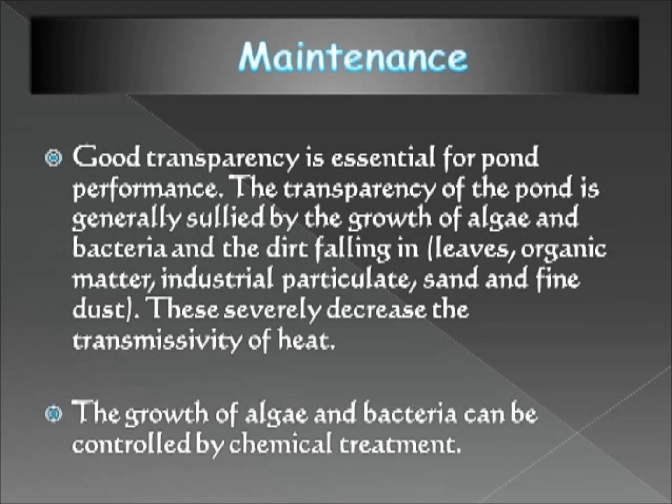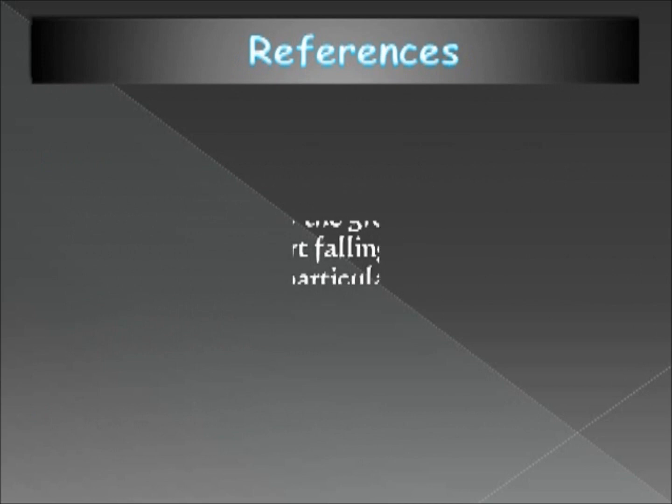Again, we come to the point of transparency. Good transparency is essential for pond performance. The transparency of the pond is generally affected by the growth of algae, bacteria, and dirt falling, debris settling, etc. The growth of algae and bacteria is reduced by chemical treatment, and some chemicals are sprayed over the pond to reduce their growth.